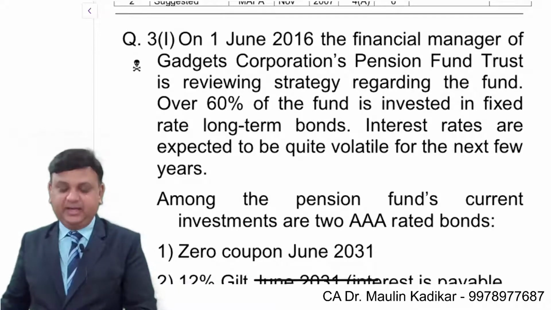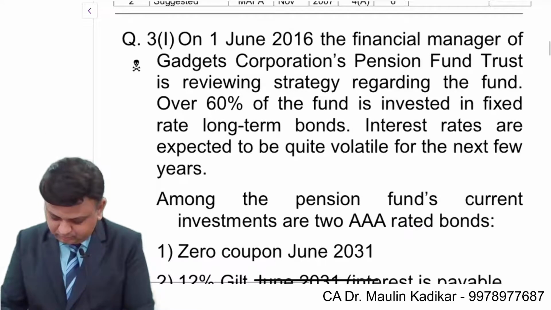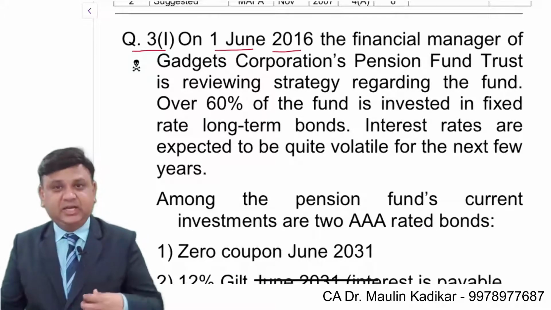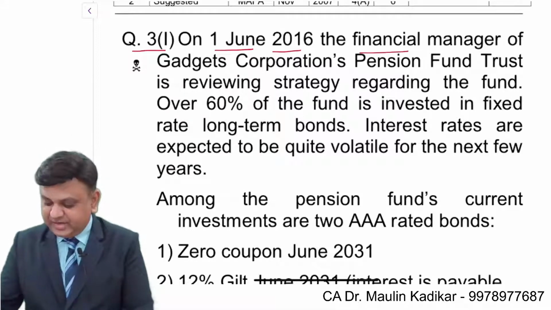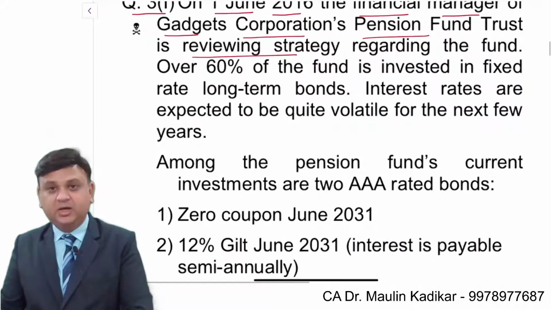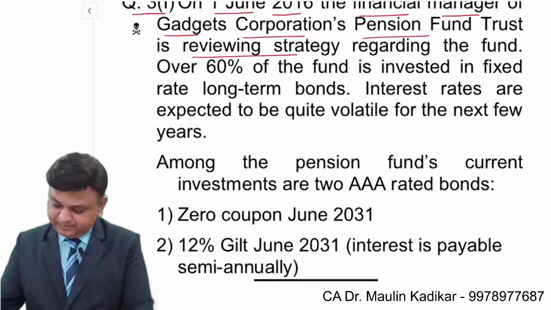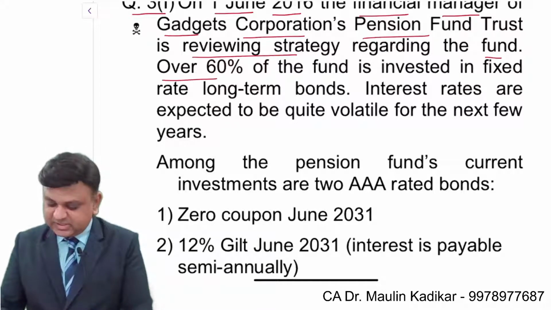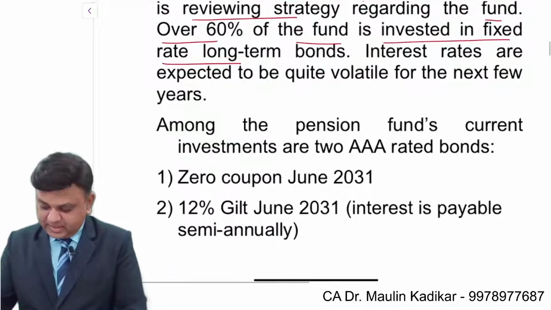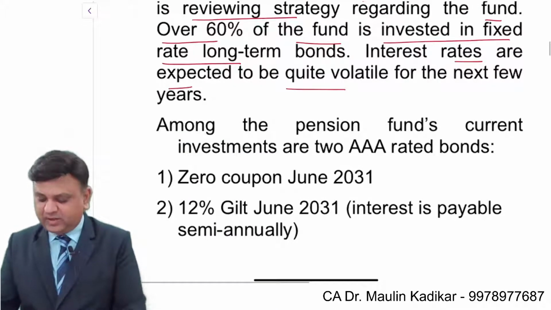Question number 3I. On 1st of June 2016, the financial manager of Gazette Corporation's Pension Fund Trust is reviewing the strategy regarding the fund. Over 60% of the fund is invested in fixed rate long-term bonds. Interest rates are expected to be quite volatile for next few years.